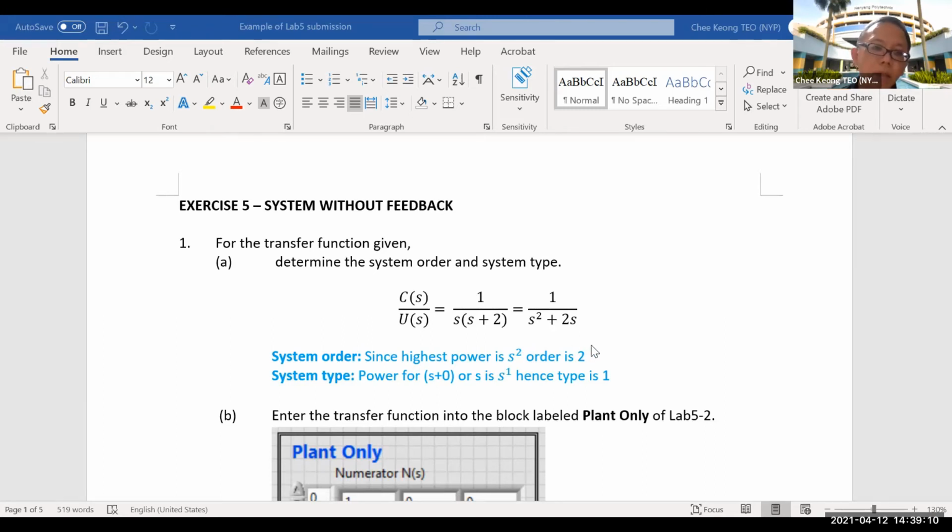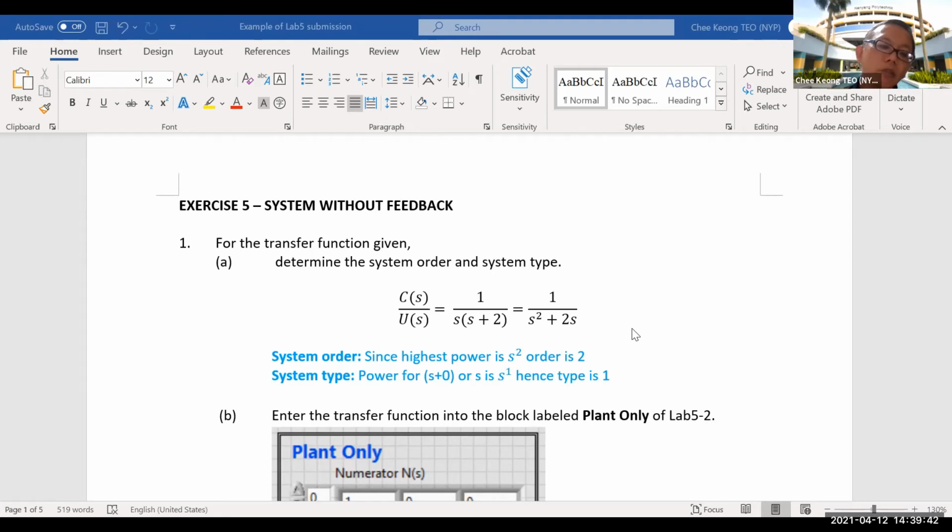Now, how about the type? For type, we have to look at the s; this s is equivalent to s plus 0. It's just like bracket s plus 0 times bracket s plus 2, right? So this is equivalent to this. When you have s plus 0, it means the root is at the origin, right? If the root is at the origin, and the power is 1, so s means s to the power 1, then it is type 1. So we have already answered the order and type for this case.